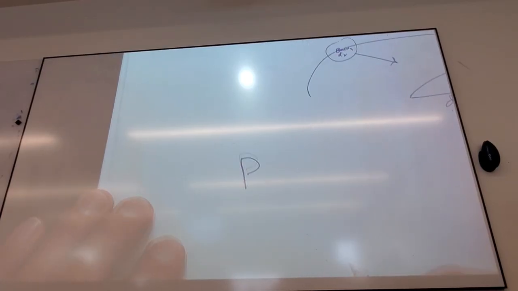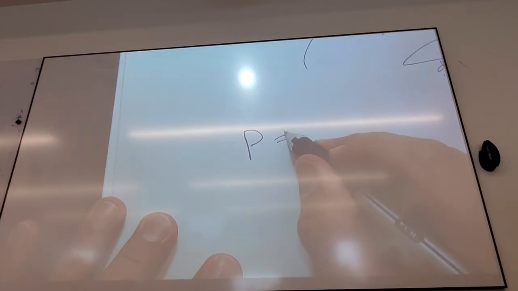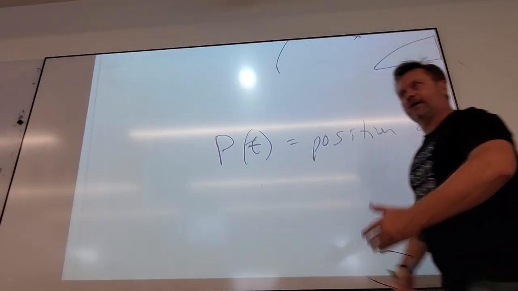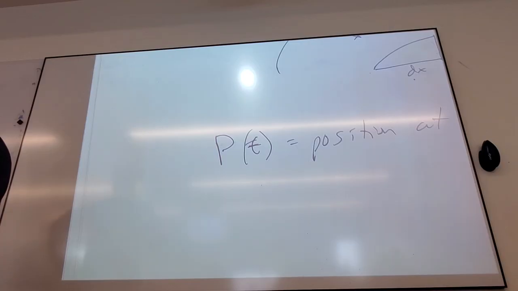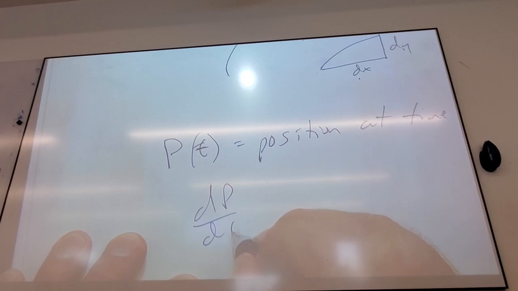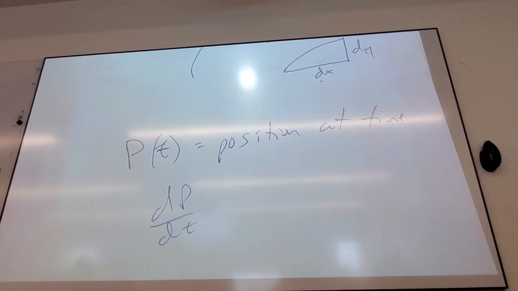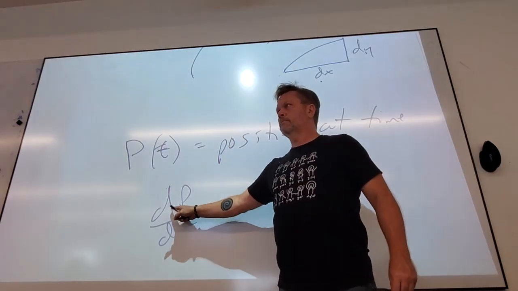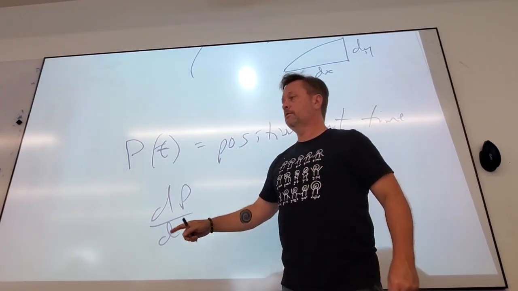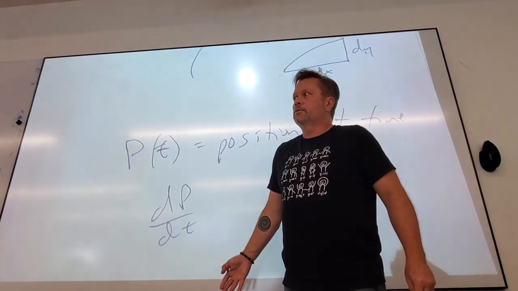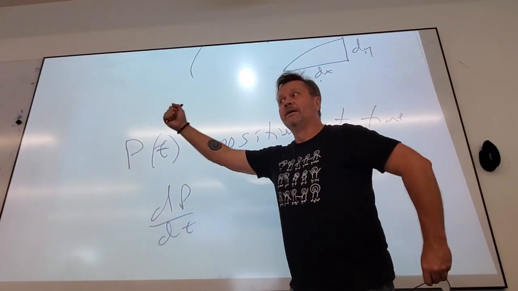position is p, and p is the position at some time, are you all with me? So at time 0, I'm at position 3, and then at time 4, I'm at position 5. Are you with me? What would this be? This is how much my position changes over how much time has changed. And what is that, of course? That would be my slope.